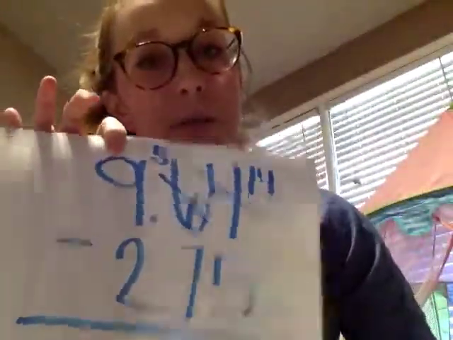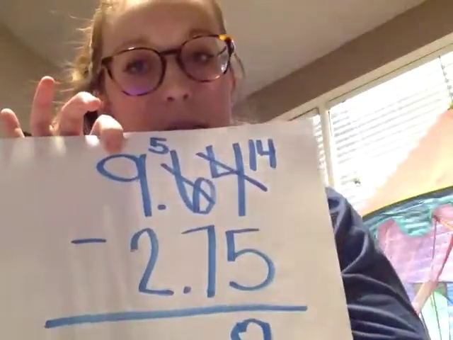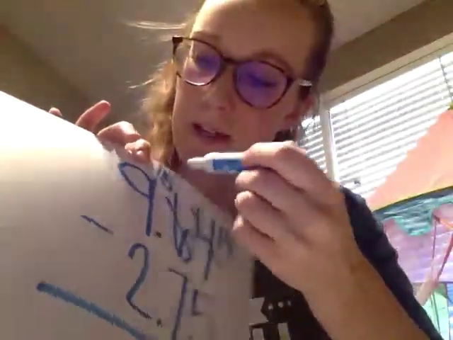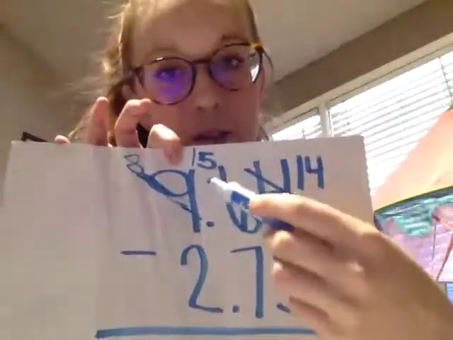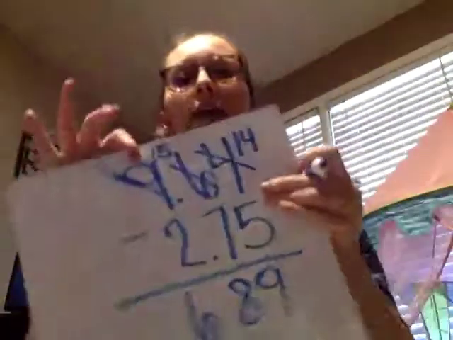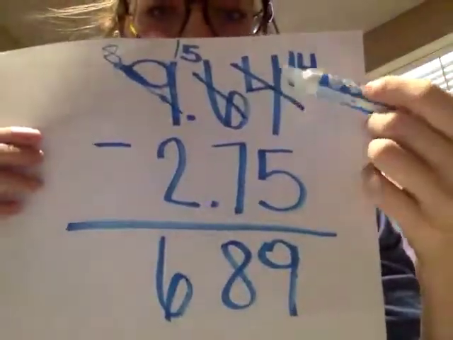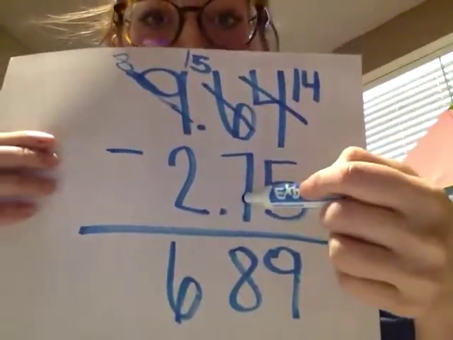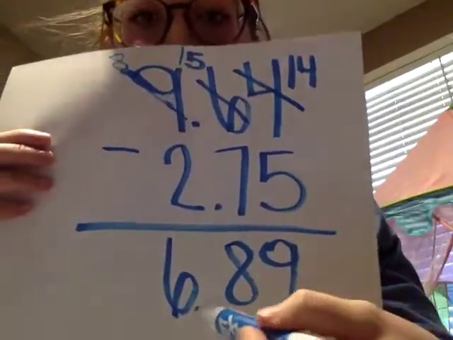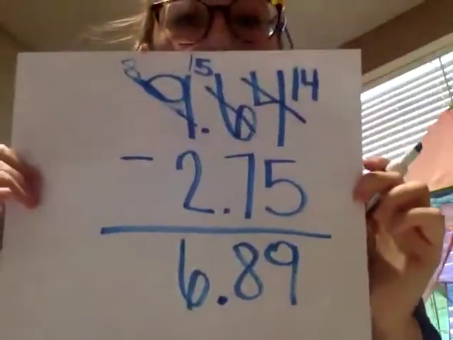Oh, then I come across another problem. I can't take 7 from 5, so I make this 5 a 15, and this 9 becomes an 8. 15 minus 7 is 8. 8 minus 2, 6. Now I have to go back. How many place values did I use? 2. So I'm going to count 1, 2, decimal. So this makes this answer 6 89 hundredths.